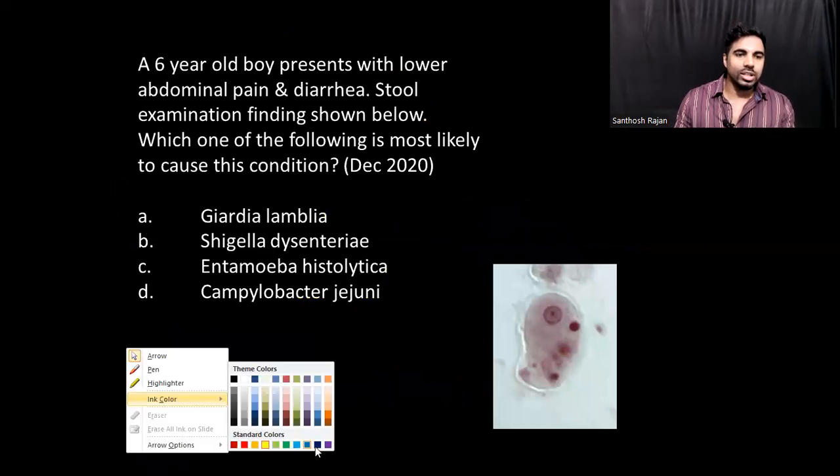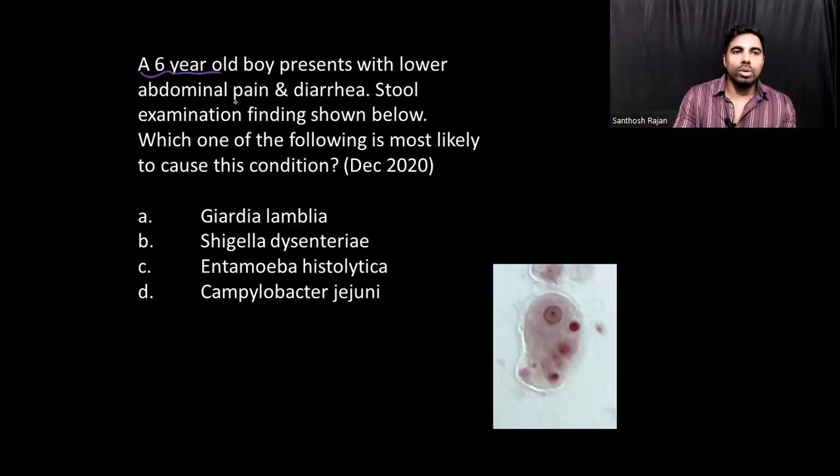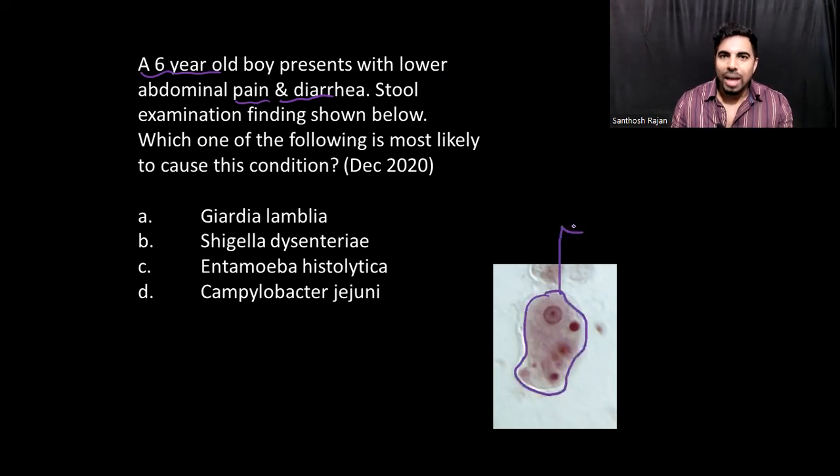Here in this question, this is a 6-year-old boy. He had lower abdominal pain and diarrhea, and the stool was given. In the stool you saw this. Look at the shape. Seeing this shape, you should know. This is what? Amoeba. This is amoeba, right? This is one clue.